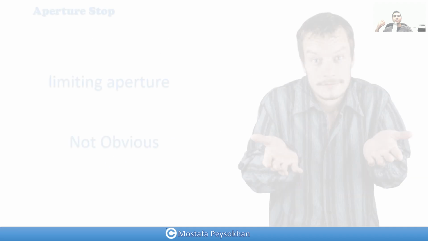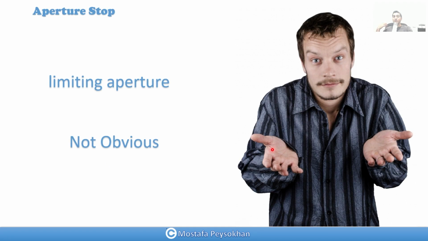So right now the question is, it's not very obvious to find the stop, the limiting aperture of our optical system. It can be anything, it can be anywhere, it can be in image space, it can be in object space. Now in this video, we want to answer this important question: how we can find the stop of our optical system. And when we find the stop, the rest is easy. We can find the entrance pupil and exit pupil of our optical system.